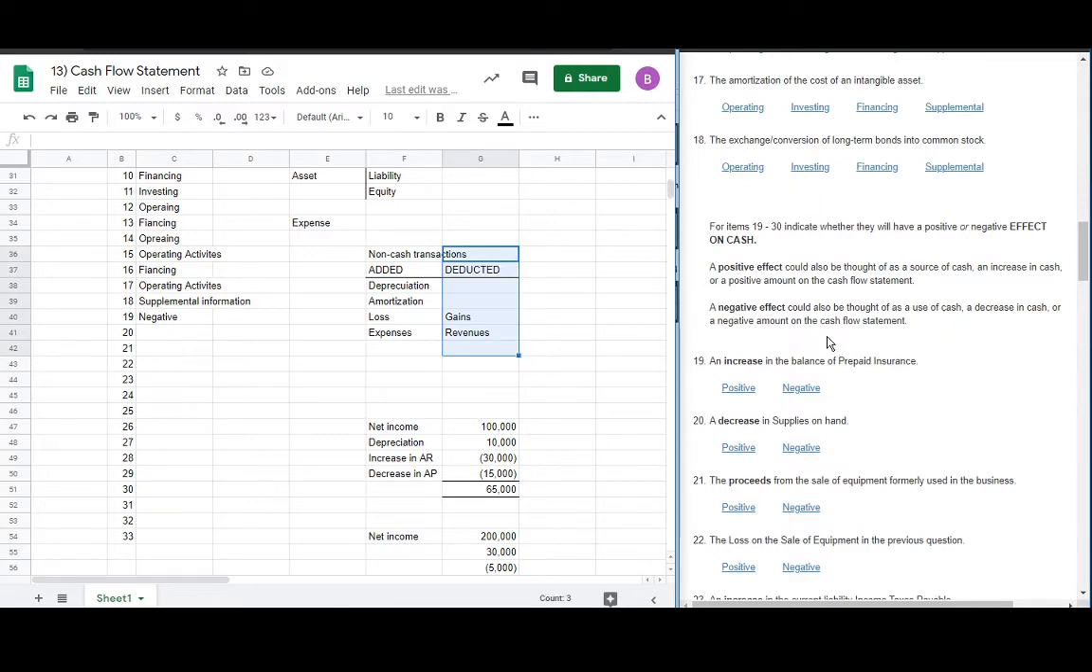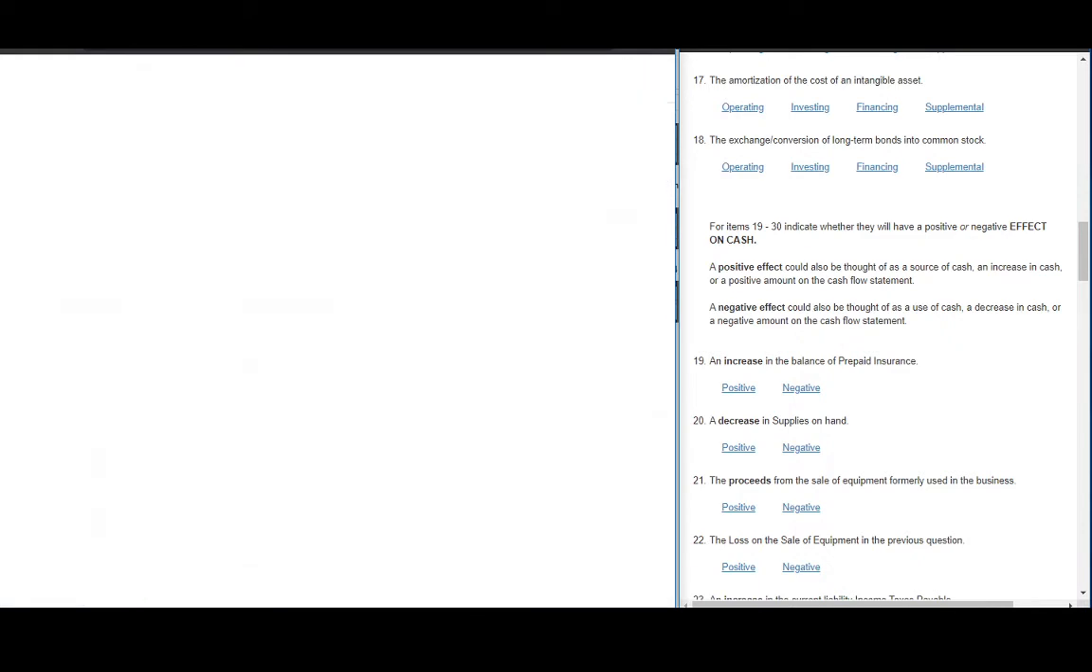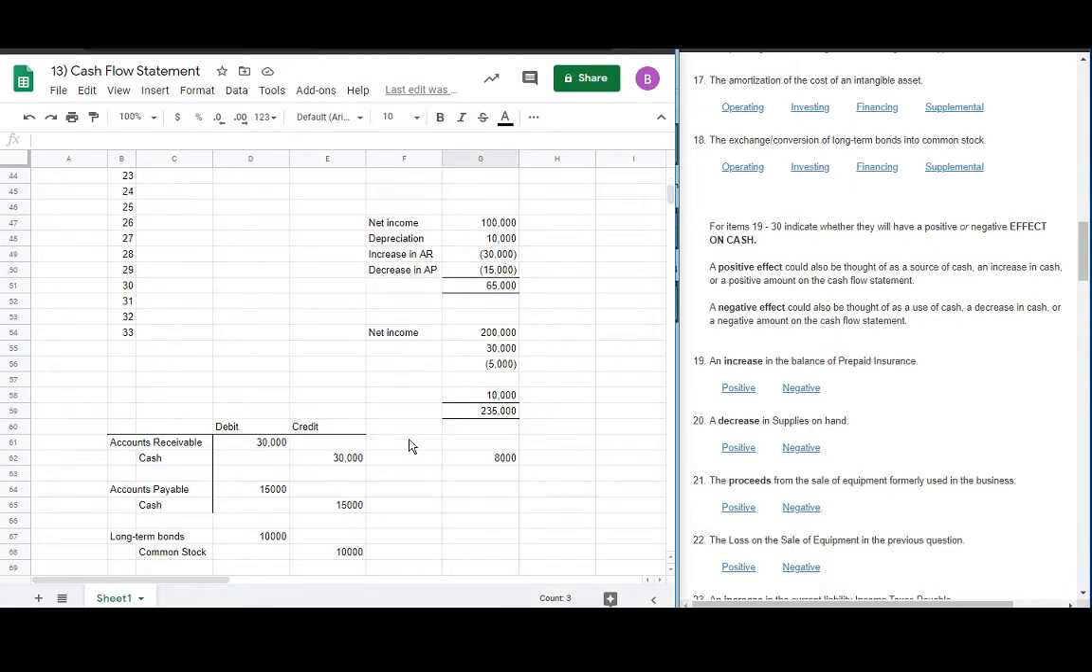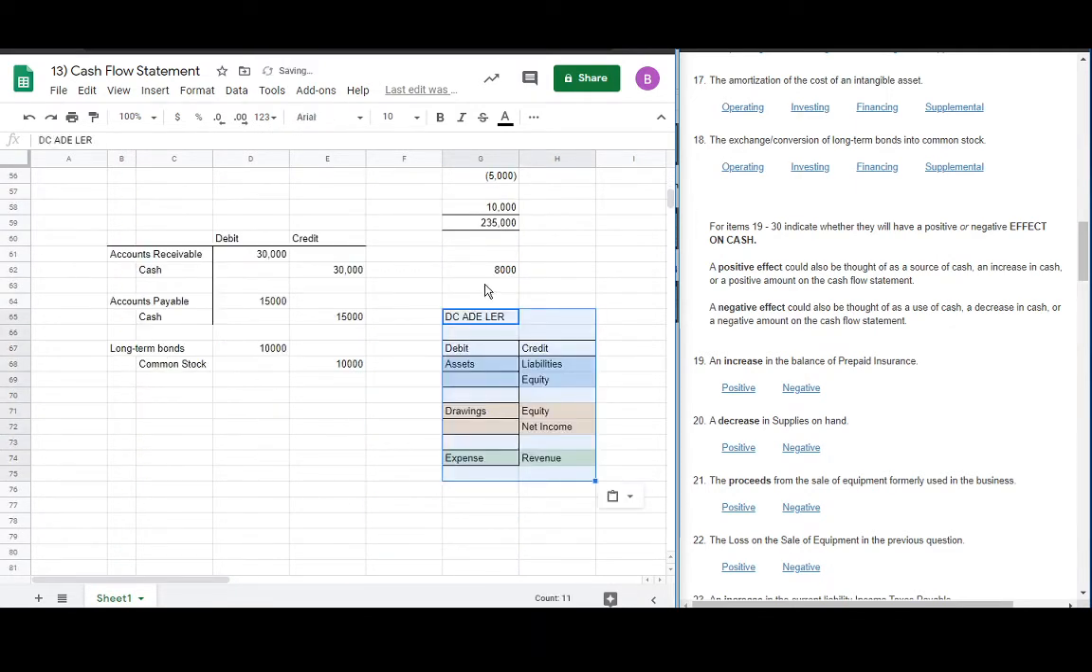Moreover, an increase in, let's find the, okay, going back here, let's copy this as a guide. Let's use this as a guide.